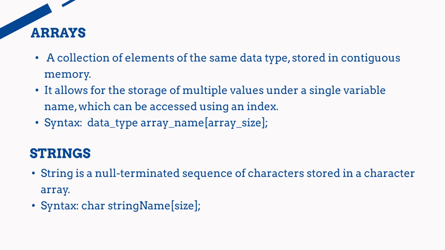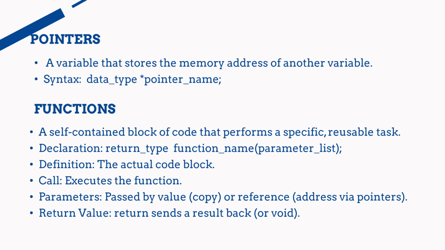Arrays. An array is a collection of elements with the same data type. It allows for the storage of multiple values under a single variable name, which can be accessed using its index. The general syntax of arrays is shown: data type, array name and its size. String. A string is a null-terminated sequence of characters stored in a character array. The syntax is char, string name, size, semicolon. Pointers. A pointer is a variable that stores the memory address of another variable. The general syntax of pointers is shown: data type, asterisk, pointer name.